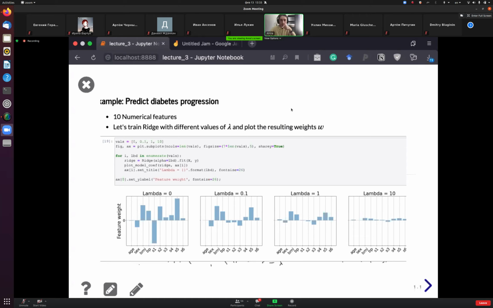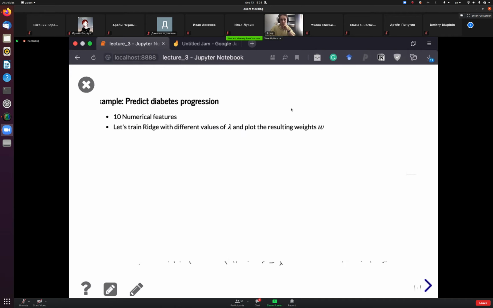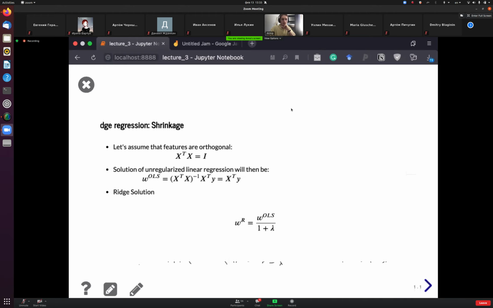Can I ask a question, please? Of course. Can you please say what shrinkage is in Russian, just to describe it in Russian? You said that ridge regression, with the help of lambda, does shrinkage, and shrinkage is translated into Russian as usadka, as far as I see. Can you just repeat the same explanation for this slide, but in Russian, to make it a bit clearer?